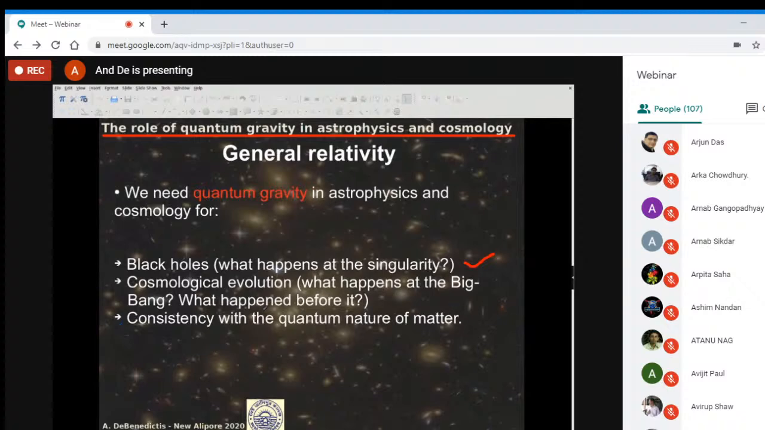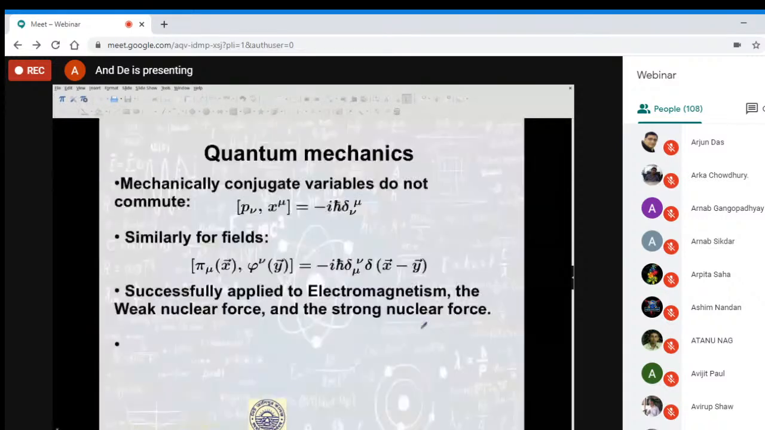Very roughly speaking, the issue here is that we know matter at a fundamental level is quantum. Matter is what gravitates. Therefore, to have a fully consistent theory at very high energy, we need to reconcile the quantum nature of the matter with the gravitational field that it produces. That's an interesting area of research. So let me talk very briefly about quantum mechanics before talking about quantum gravity.